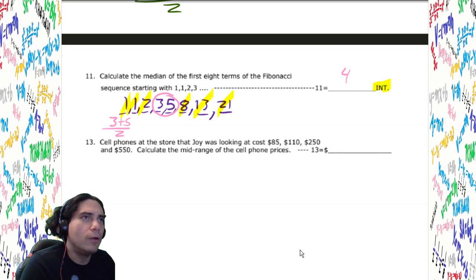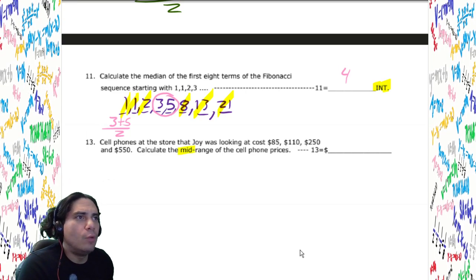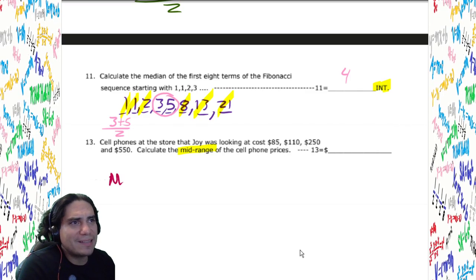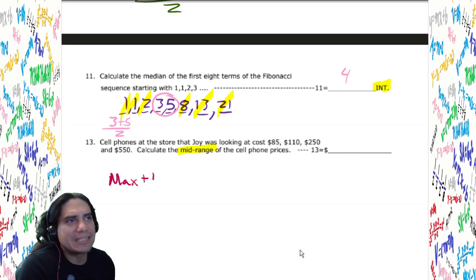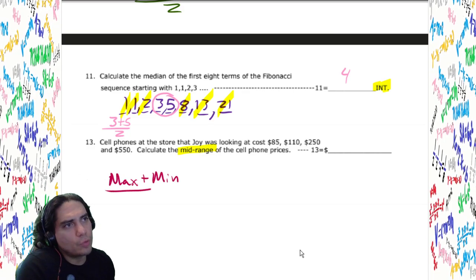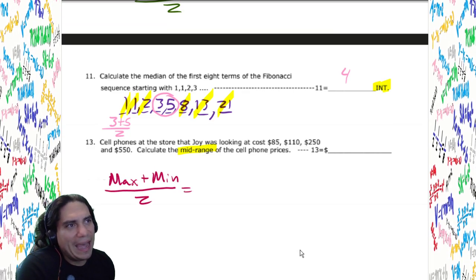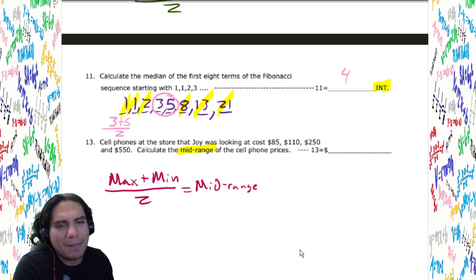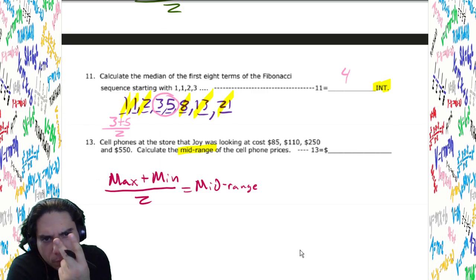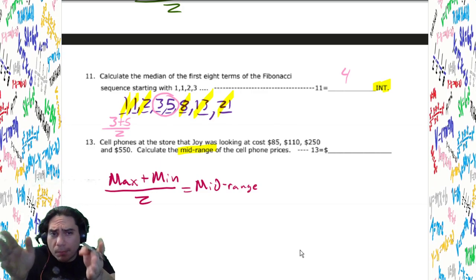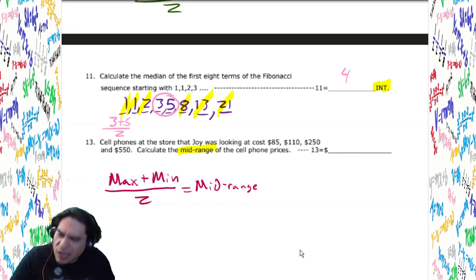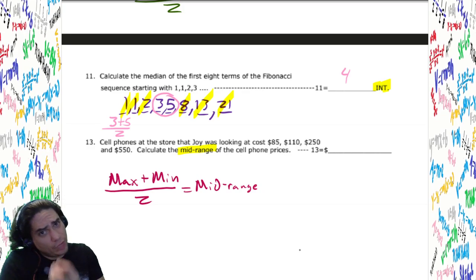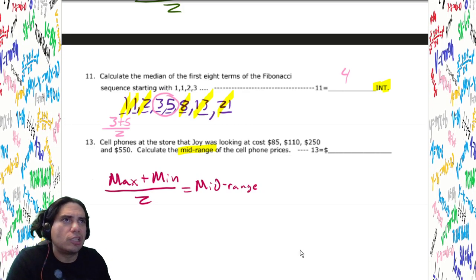So I'll write it down, because we're looking at the mid-range in these problems. The mid-range is the maximum plus the minimum, and since we're adding 2 numbers, we're gonna divide by 2. That's the mid-range. It's kind of like the median, but instead of the 2 middle numbers, you get the 2 extreme numbers, the ones on the edges. That's why they call it the mid-range, because it's like a median and range put together.